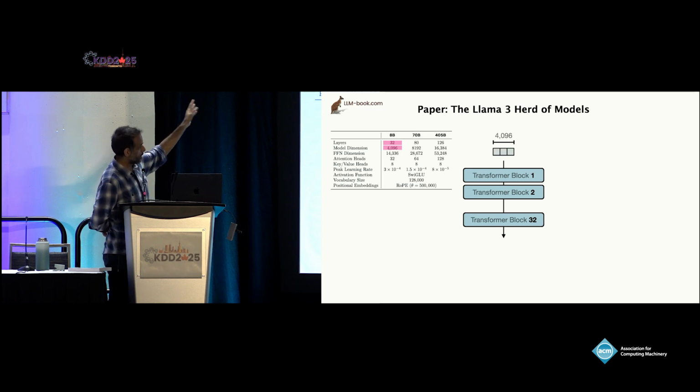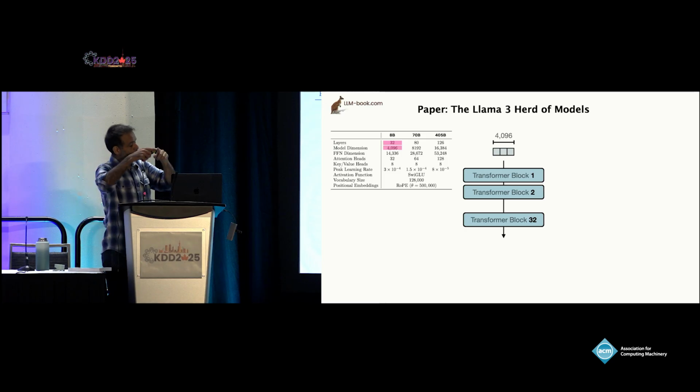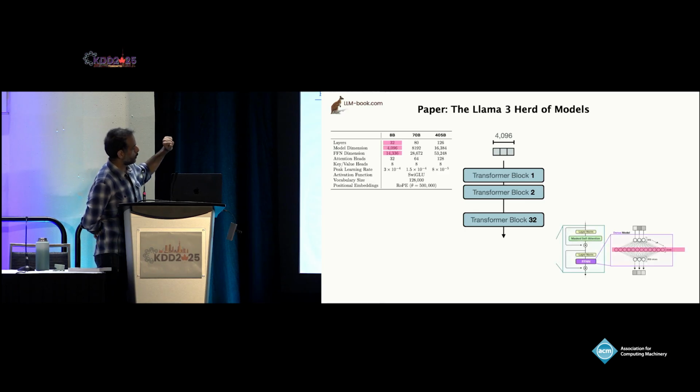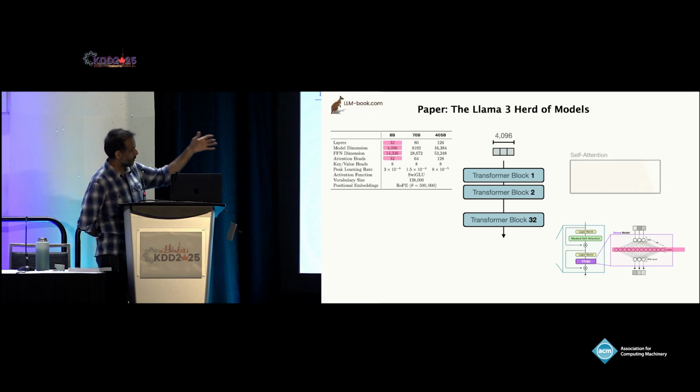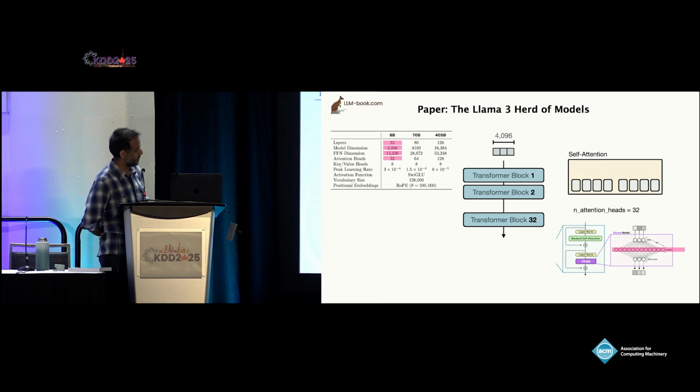When it says the model dimension, that's the length of these vectors that flow through, and the embedding vectors as well. When you see the feed-forward dimension, that's the hidden neural network layer. That's the size of that layer. When you see attention heads, that's how many attention heads we discussed here. When you see key value heads, that's the groups.